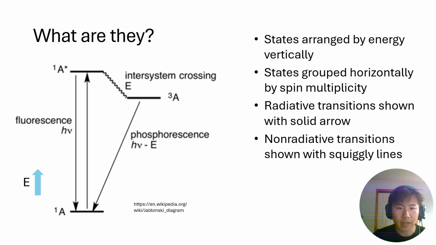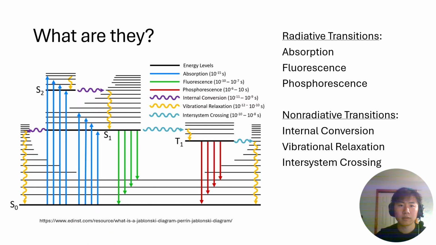These states are arranged by energy on the vertical axis and grouped horizontally based on spin multiplicity, or the total number of degenerate spin states. These diagrams show the possible transitions between the states, with radiative transitions shown with solid lines and non-radiative transitions shown as squiggly lines. Radiative transitions include absorption, fluorescence, and phosphorescence.